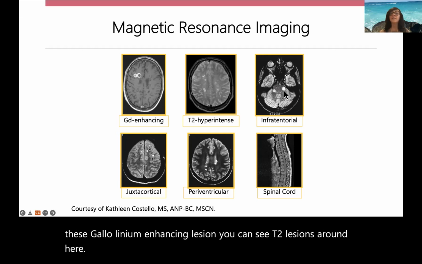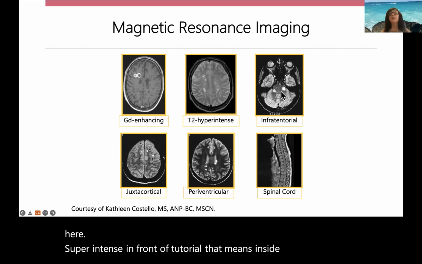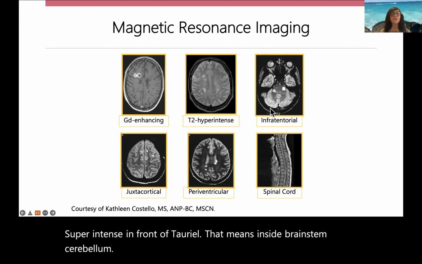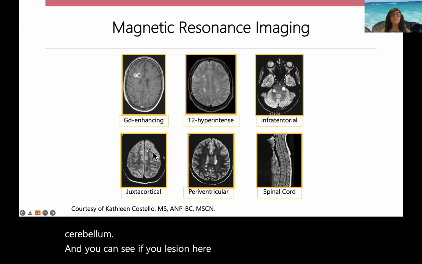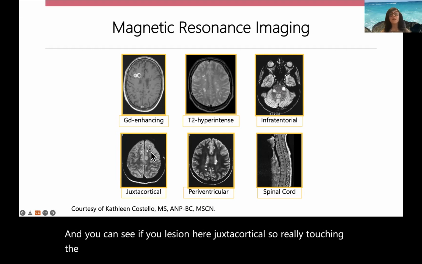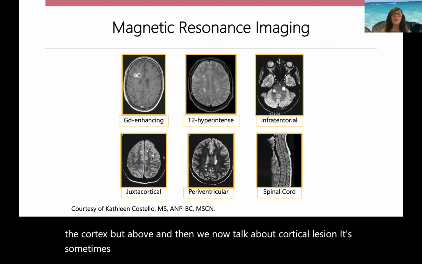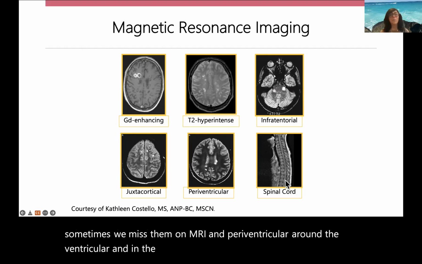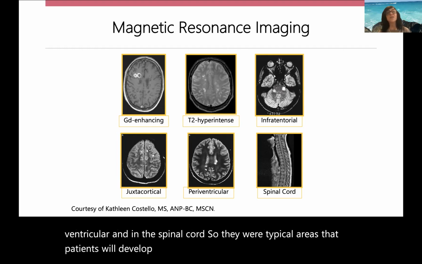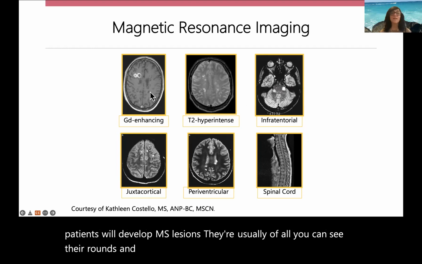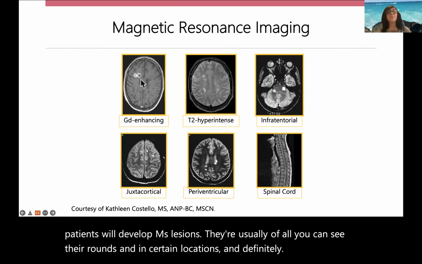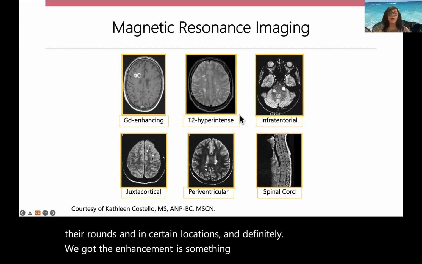Hyperintense, infratentorial, that means inside the brainstem, cerebellum, and you can see a few lesions here, juxtacortical, so really touching the cortex, but above. And then we now talk about cortical lesions, and sometimes we miss them on MRI, and periventricular, around the ventricles, and in the spinal cord. So there are typical areas where patients will develop MS lesions. They are usually oval, you can see they're round, and in certain locations. And definitely the enhancement is something that's remarkable for MS.